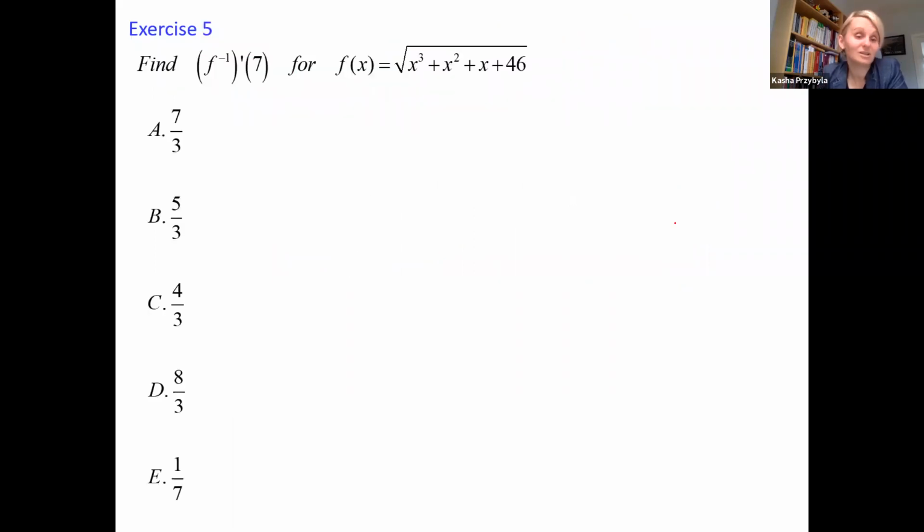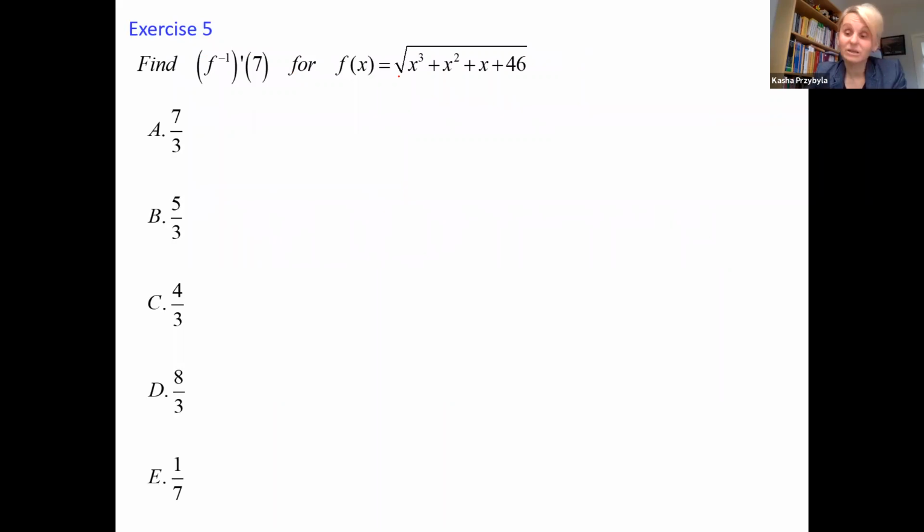Actually, nice multiple choice. Do we have some reciprocals? No, that means I was nice and I didn't give you the mean option. Okay, find f inverse prime at 7 for this function. And I didn't type the solution.